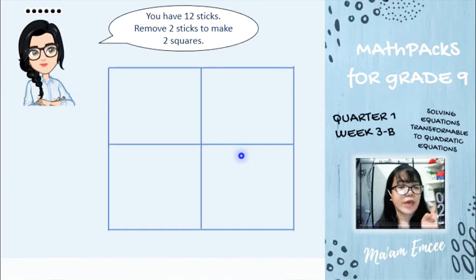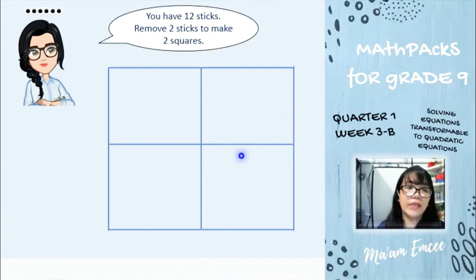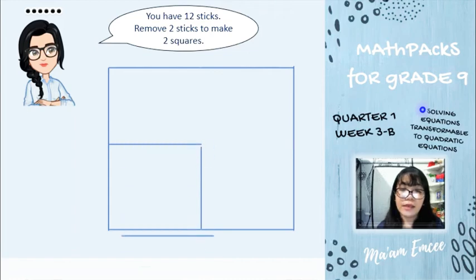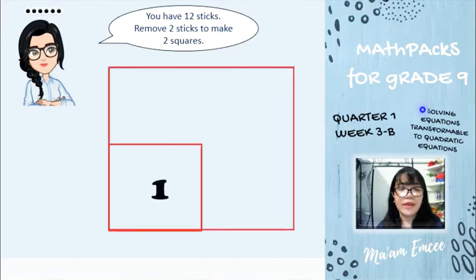Okay, and your time is up. So again, we will be removing 2 sticks to make 2 squares. So let us count. 1 and then 2. How many squares do we have? We have 1 small square and we have another square, which is the bigger one. So we have 2 squares in total.